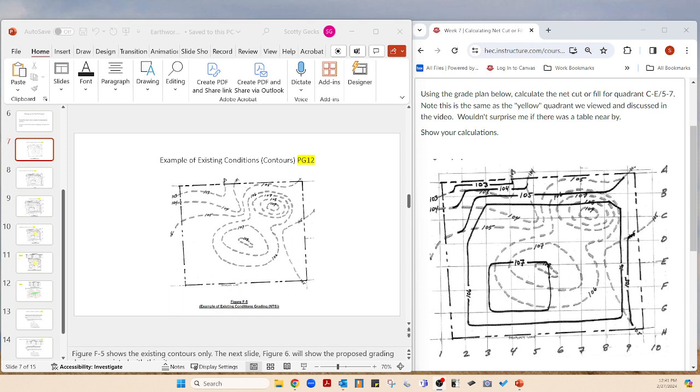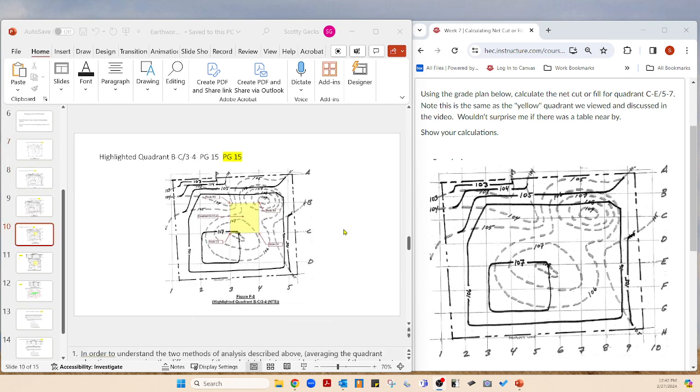I first got kind of caught off guard. One student didn't know what video I was talking about when I referred to the video. I said, using the grade plan below. This is the problem itself: calculate the net cut or fill for quadrant CE 57, and note that this is the same as the yellow quadrant.